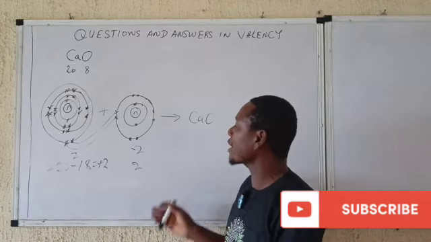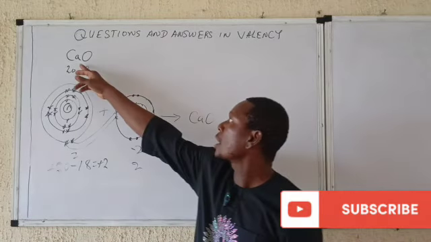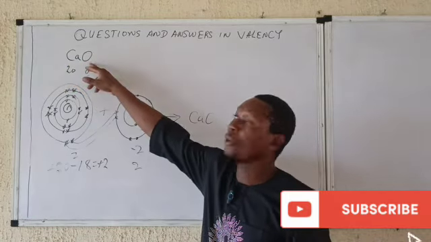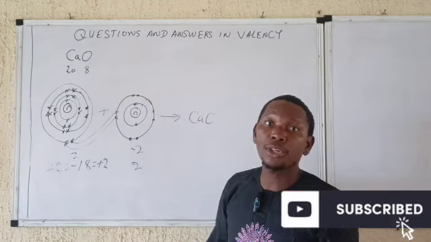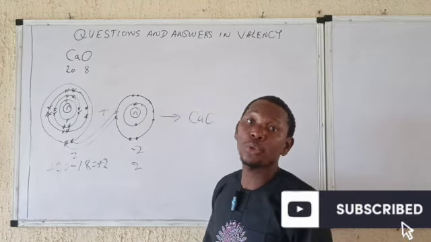So you realize that it's a very simple thing. The valency of calcium here is 2. The valency of oxygen here is 2. If I ask you another question, the simple way you can always do that is this.